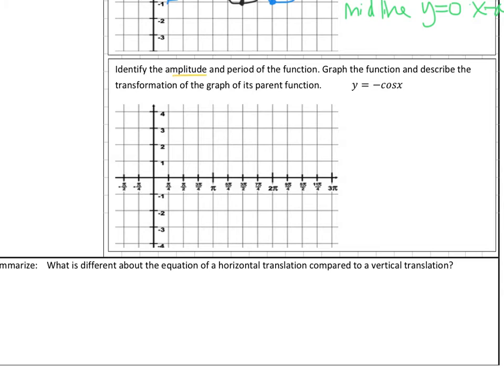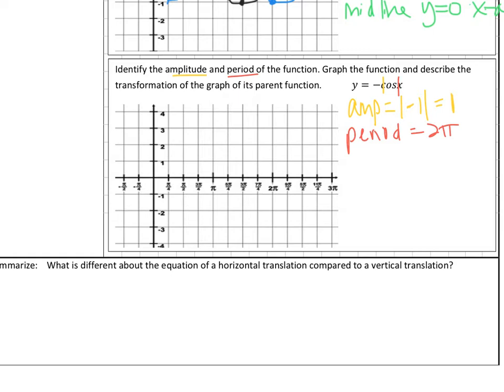So I'm going to start with my amplitude again, and this time some people might be tricked into thinking that the amplitude is a -1, but we have to remember that the amplitude is the absolute value of our a value. So actually the amplitude is still 1. Even though there's a negative in front, if we take the absolute value of -1, we still get 1. The period is the horizontal distance of one cycle length, and we're going to continue to have 2 pi as our length because there's a 1 multiplied by our x.